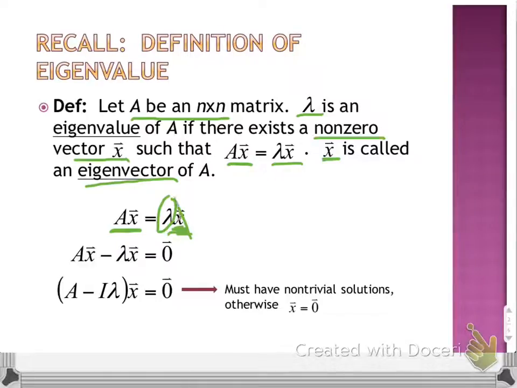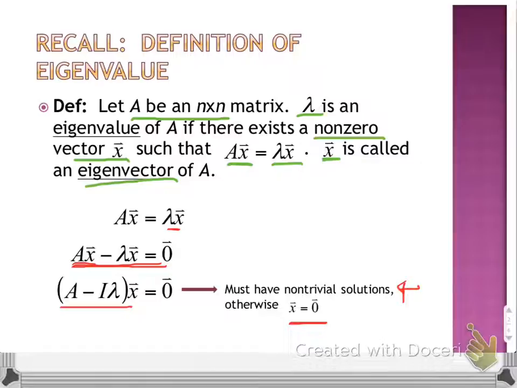In terms of understanding how to solve this, if we subtract lambda x on both sides, then we get A times x minus lambda x equals the zero vector. Then we can factor out an x and we get A minus lambda I times x equals 0. And so we know this means we must have non-trivial solutions. Otherwise, that would mean x is the zero vector, but by definition, x is a non-zero vector.